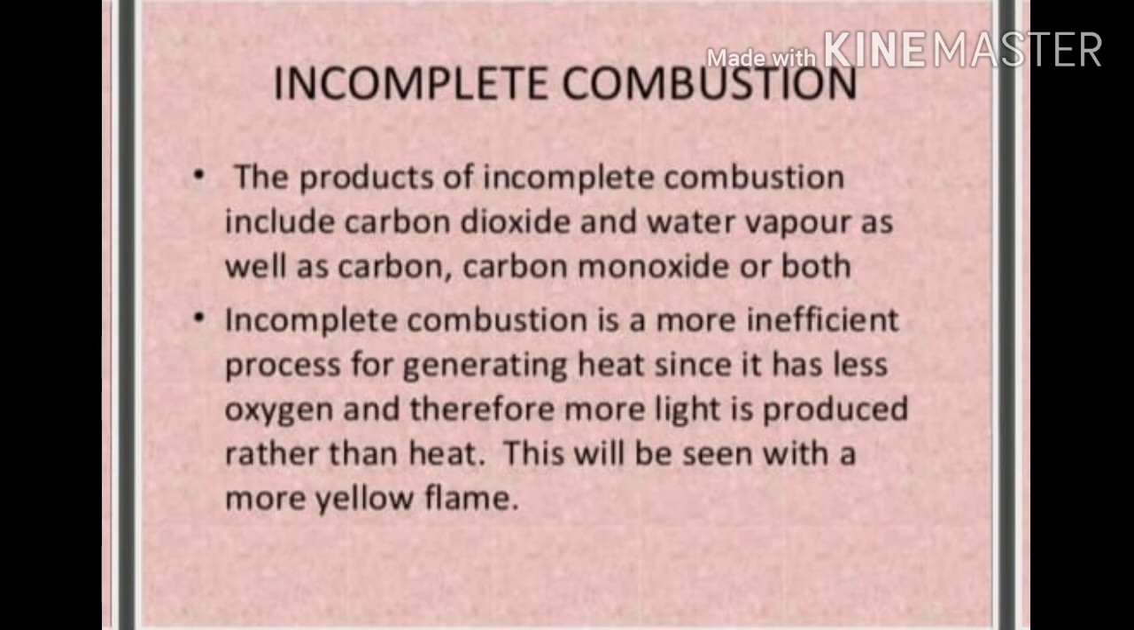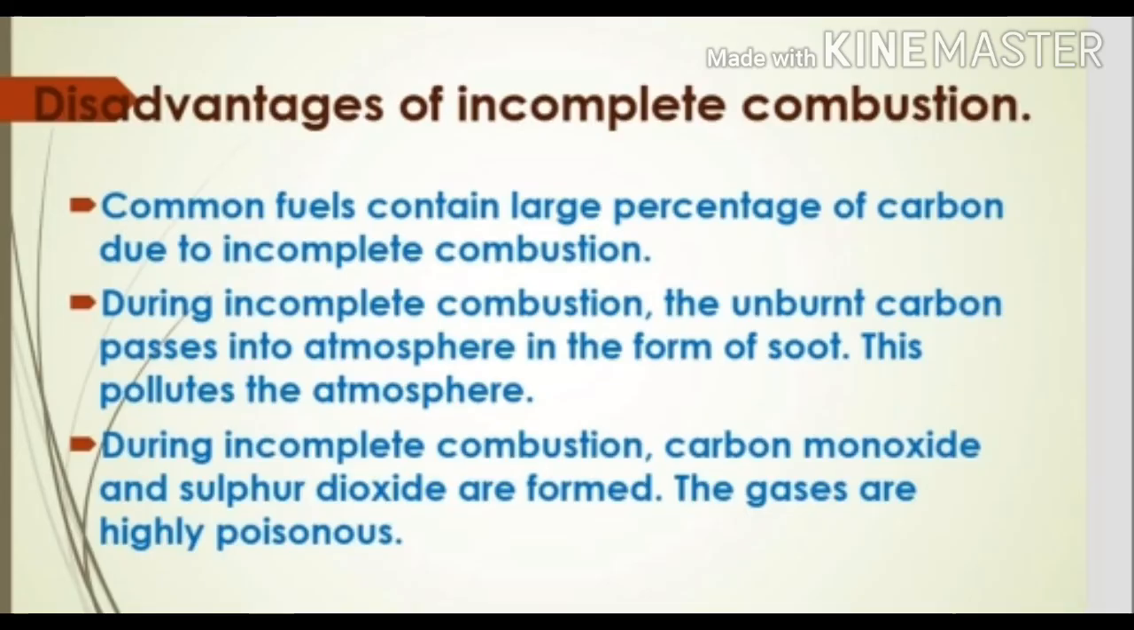Now incomplete combustion is a more inefficient process for generating heat, since it has little oxygen, and therefore more light is produced. Heat is less produced. This will be seen with a more yellow flame. In incomplete combustion, a yellow flame is produced. If in a burner a yellow flame is coming out, then incomplete combustion is taking place.